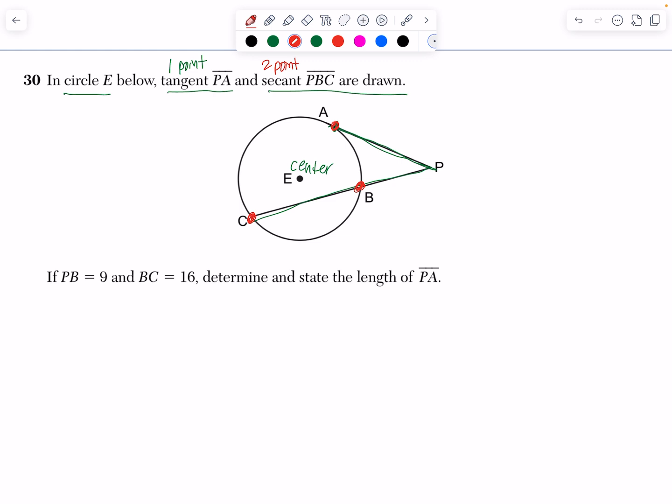If PB is 9 and BC is 16, determine and state the length of line segment PA. So I'll put a question mark here.